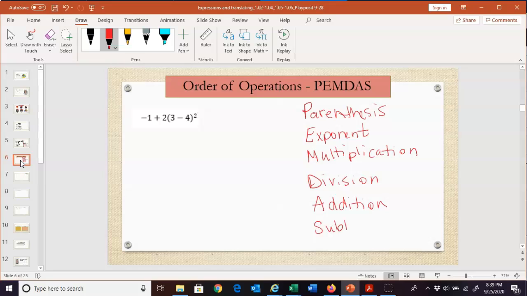Now you may have also heard of GEMDAS with a G. Some people also use GEMDAS. G would just stand for grouping symbols. So sometimes in problems, you're going to have more than just parentheses. If we look at this example, there's a set of parentheses here. Other examples could also include brackets. So a bracket is just another type of grouping symbol. So that's why sometimes people like to include that G instead of the P.